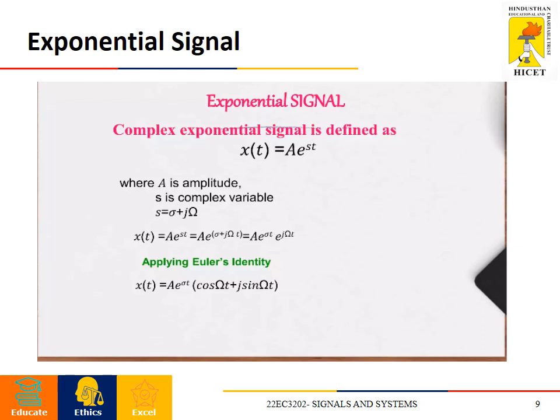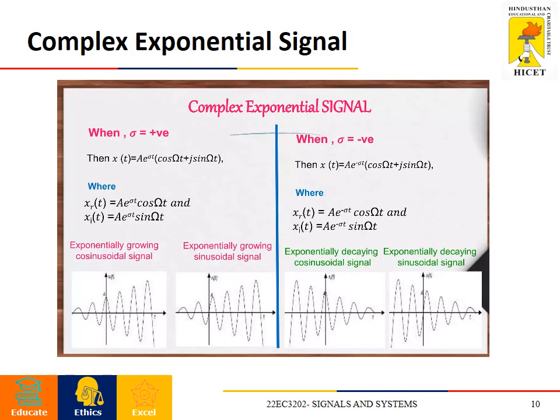The next standard signal is the exponential signal. The representation of exponential signal is x of t equals a e power s t. The s represents the complex variable. So s is represented as sigma plus j omega, and a is the amplitude. The exponential signal can be represented in two forms, that is complex exponential signal and real exponential signal. First we are going to see about the complex exponential signal.